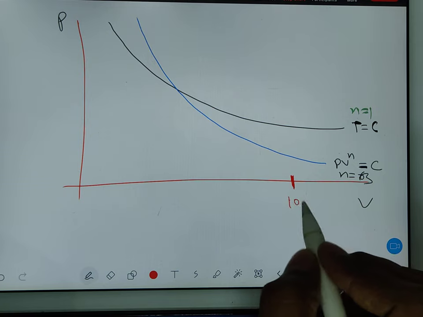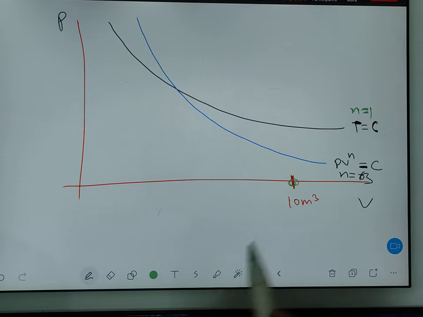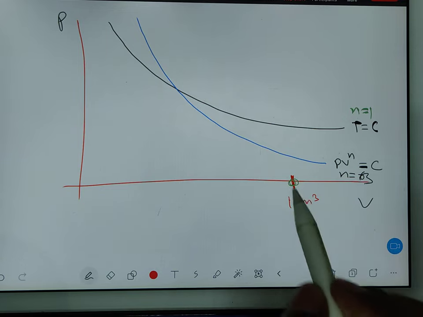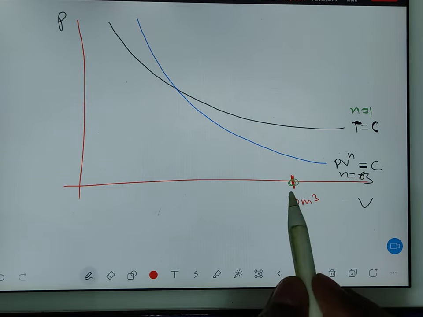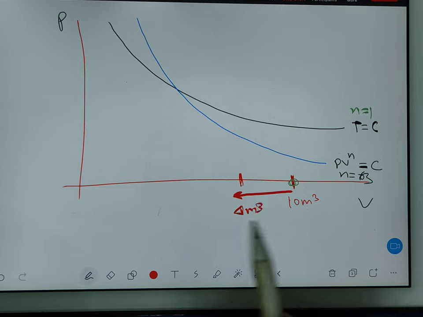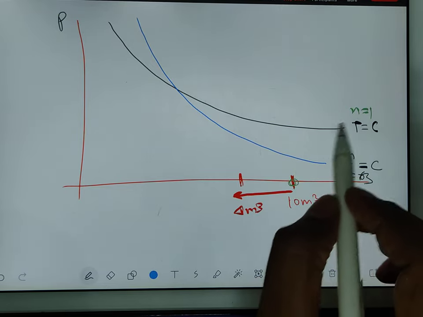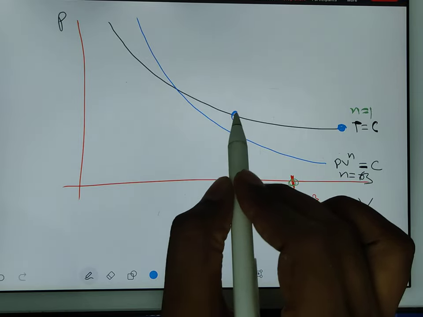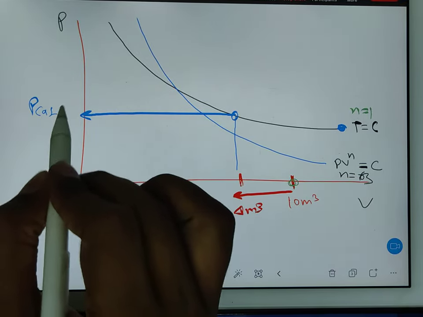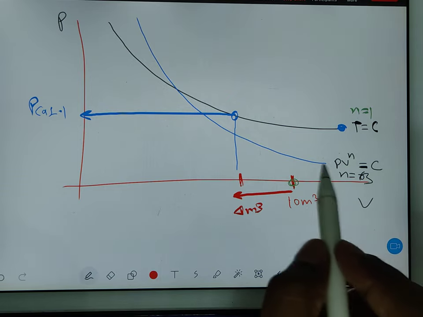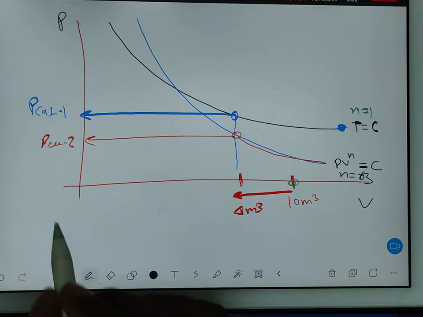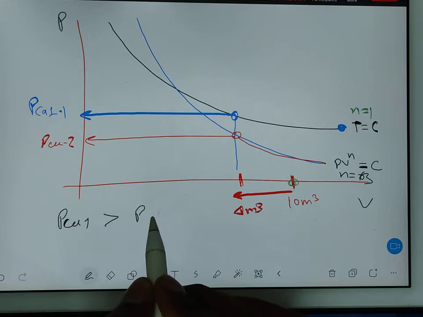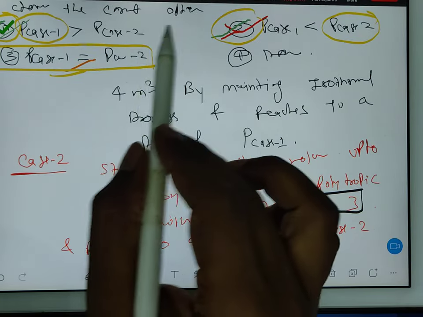Consider this was your volume of 10 m³. So at this volume, you maintained a particular pressure, correct? So in the beginning, the system was having some pressure. Now what will happen? When you decrease your volume and come to 4 m³, then if you are following this path, you will reach this pressure. This is your pressure of case 1. But if you are following this path, then you will reach this pressure. So this is your pressure of case 2. So you can clearly see pressure of case 1 is more than pressure of case 2. So option 1 is the correct option.